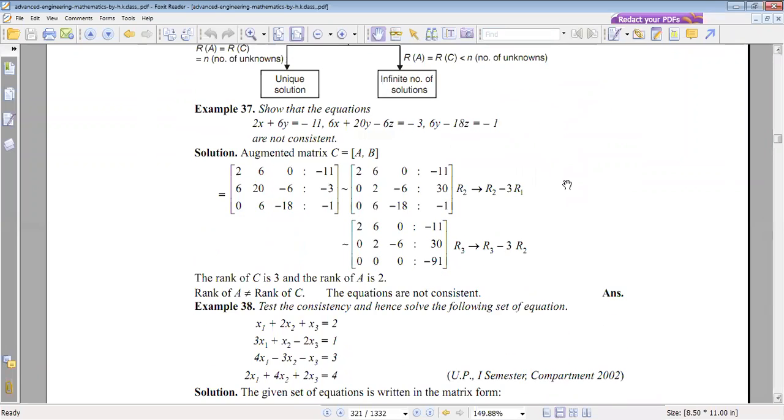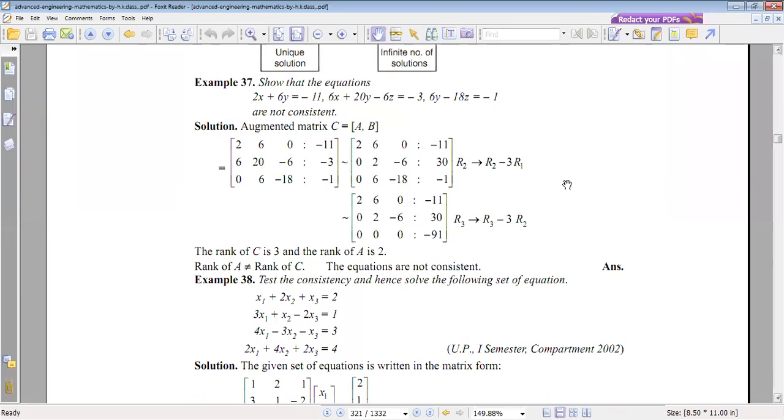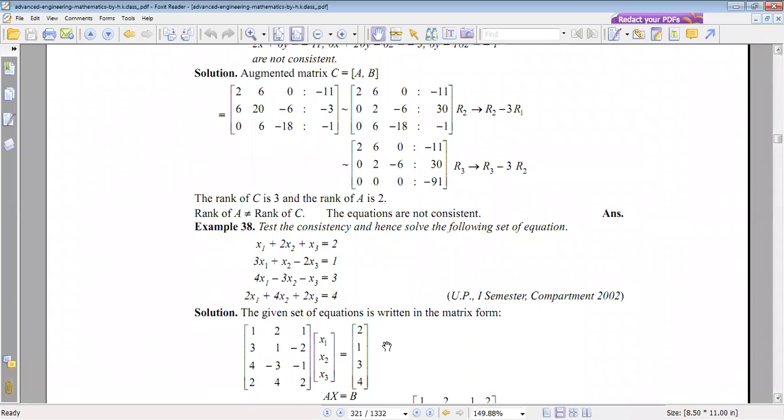Next, see. Test the consistency and hence solve the following set of equations. So how many unknowns are there? 3 unknowns are there. What are the unknowns? X1, X2 and X3 are the 3 unknowns.